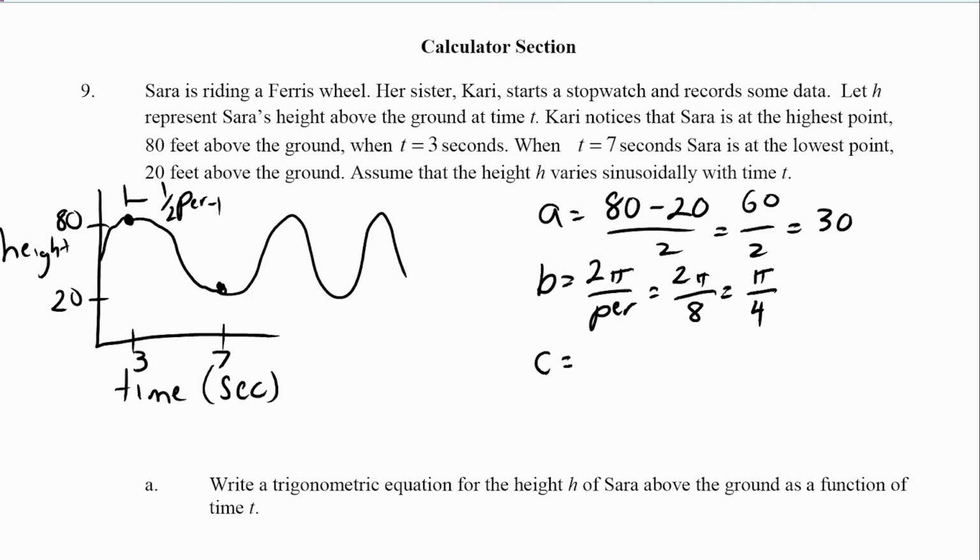C value. Since we're going to start at this point, the point that I mark right here, we want to see how far it is away from the y-axis. So we go over 3 units, so the c value here is going to be 3. And then d, which is going to be the equilibrium, so I'm going to take the minimum, which is 20, plus the amplitude, which is 30, and that gives me 50. So there are my a, b, c, and d values specifically just from that graph.